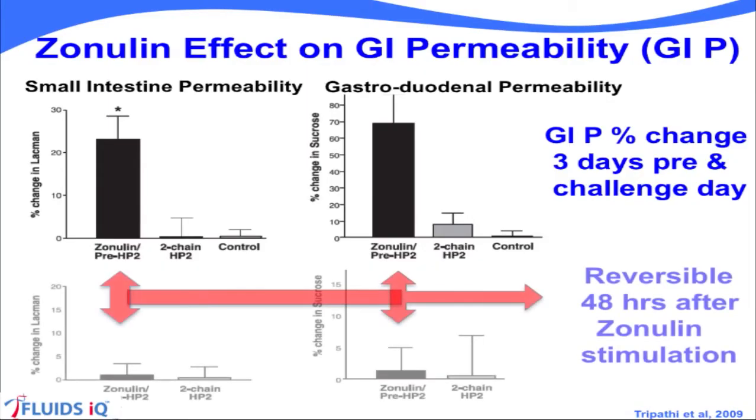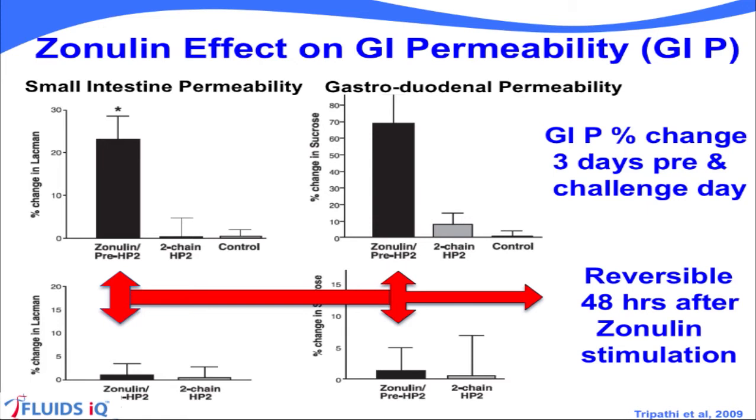The most interesting thing about this, however, is that it's reversible. If you were to look at it 48 hours after that zonulin stimulation, what you find is that permeability has gone back to its control levels. So the zonulin effect on permeability is reversible.